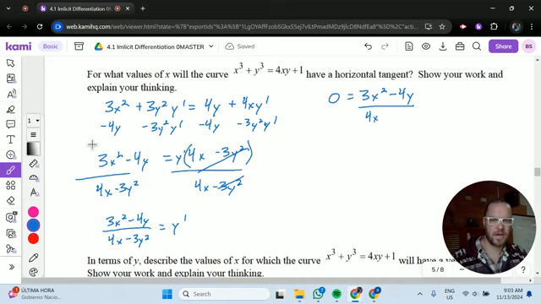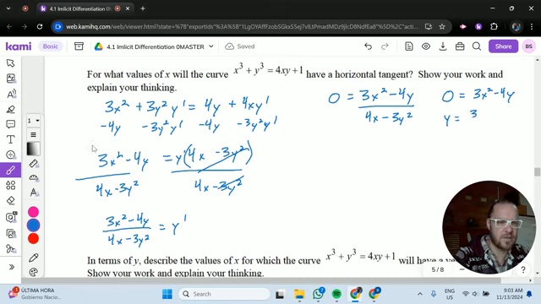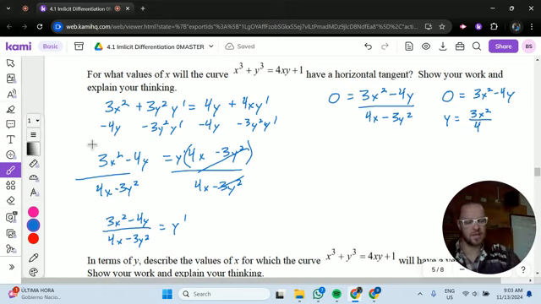Over (4x − 3y)². And if we look at this, we know the bottom being 0 is not what's going to make this 0. It's going to be the numerator. So I'm really just going to focus on the top here. And so I've got that 0 is going to be equal to 3x² − 4y. And then what I can do is solve for y in this case. So y is going to be equal to 3x²/4, because I can move the 4y over and divide by 4. So then I've got whatever my y is equal to.